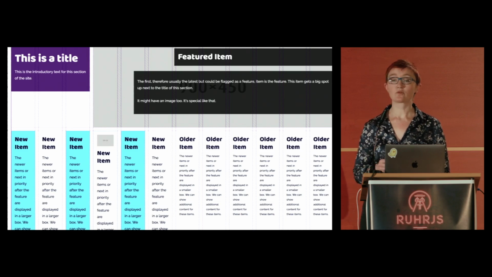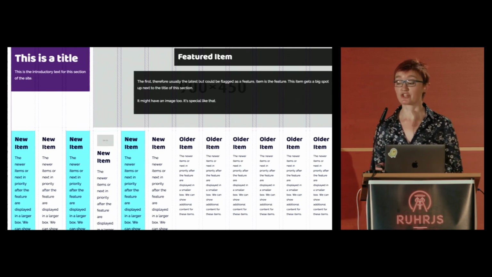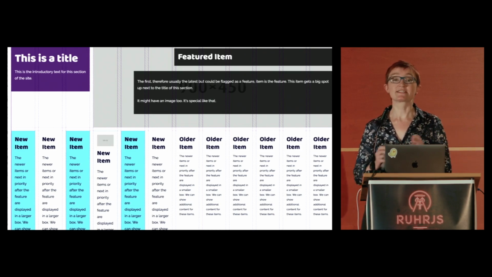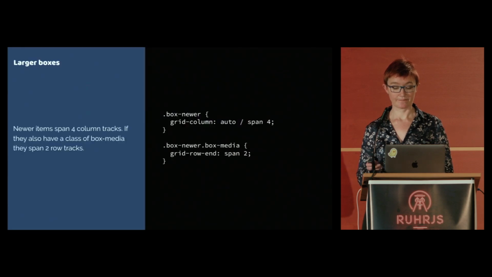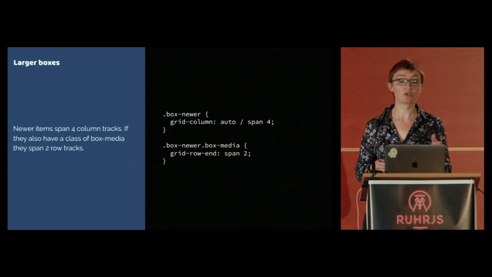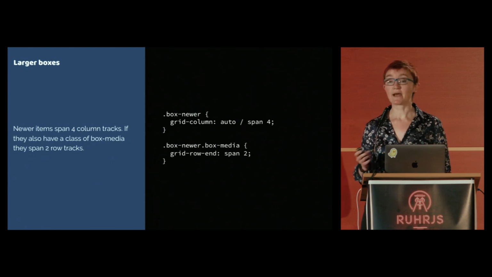So I want to keep that auto-placement. That's pretty useful, just being able to chuck a bunch of content at a grid and lay it out. But I want to ask those items to span a few tracks. So we can do that in a couple of ways. Using the shorthand grid column, I can say auto, so start on the line you expect to start on, the next free line, and span 4 tracks. That will work. Or I could just set the end.